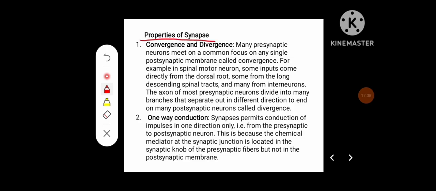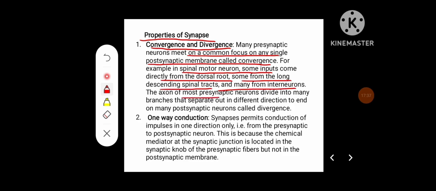Coming to the properties of synapse. Some of the properties are convergence and divergence. Many presynaptic neurons meet on a common focus on any single postsynaptic membrane, called convergence. For example, in a spinal motor neuron, some inputs come directly from the dorsal root, some from the long descending spinal tracts, and many from interneurons.